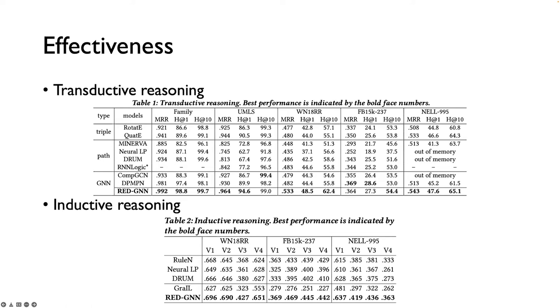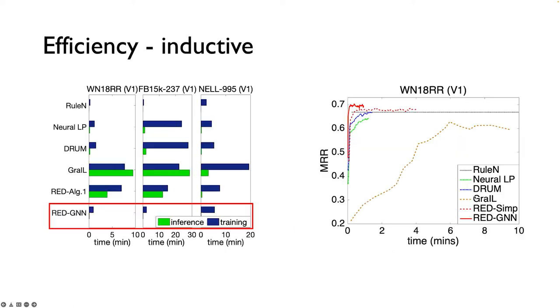RedGNN shows great significance on different data sets, especially on the data set WN18. Our method achieves more than 0.5 MRR, where the baselines are all lower than 0.5. As for all the metrics, the larger, the better.